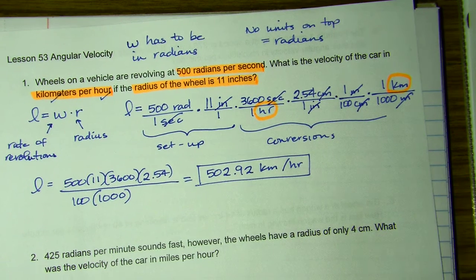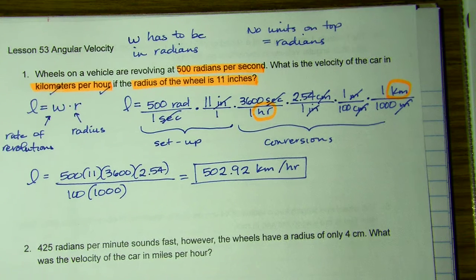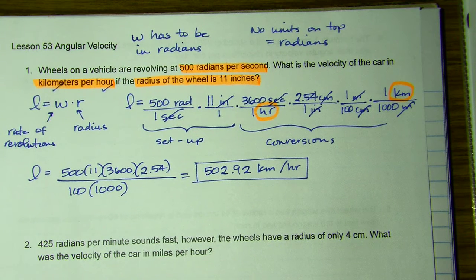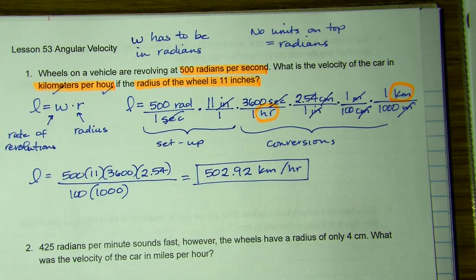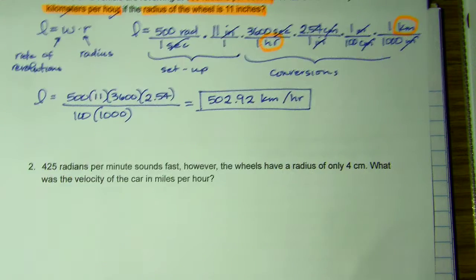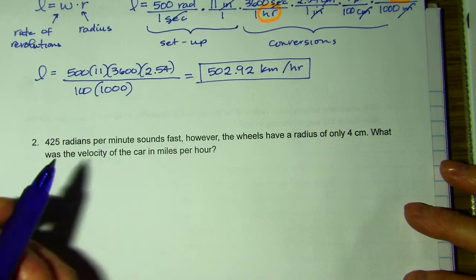Okay, so that is how fast, linear velocity is how fast you're moving forward. So that is how fast this vehicle is moving forward. Very fast. All right, number 2.